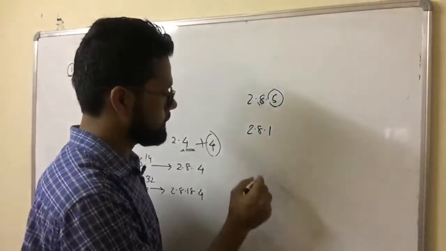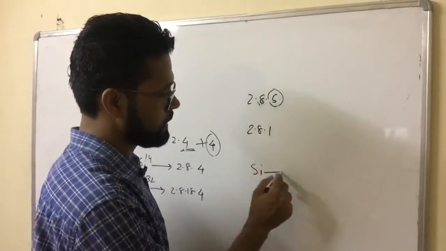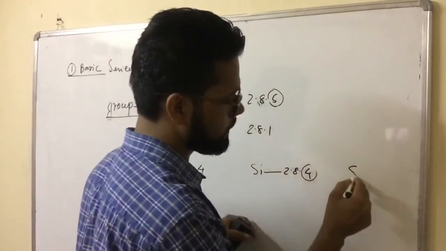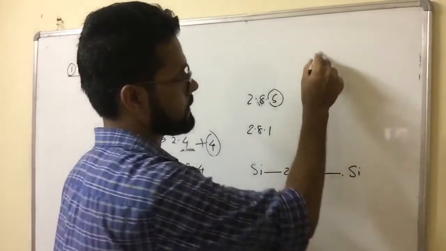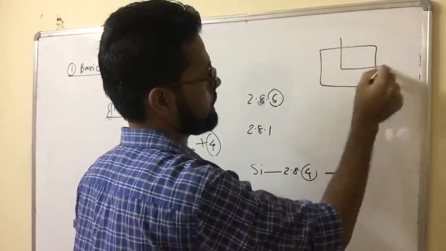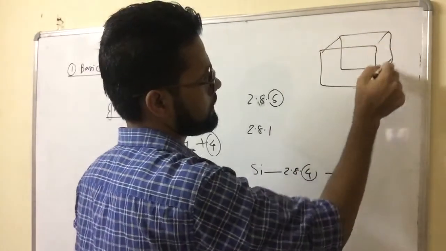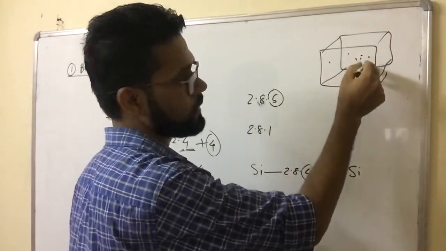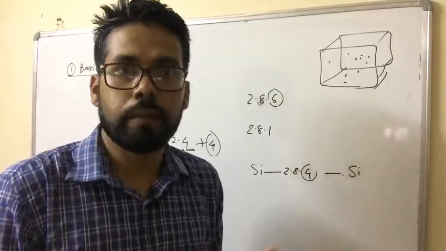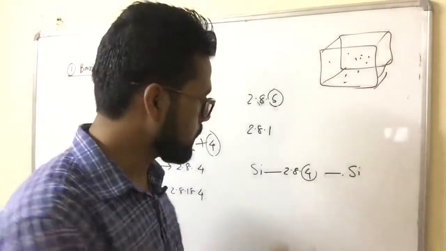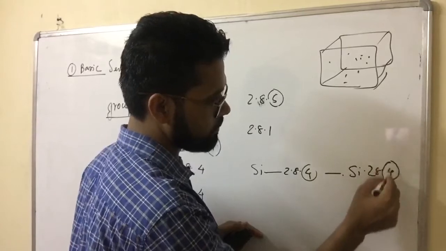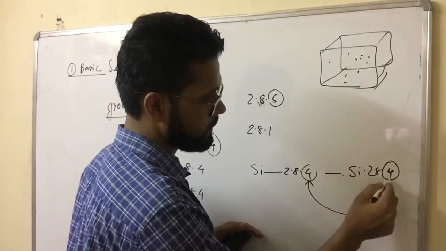Suppose another silicon atom, with a 2, 8, 4 structure, and other silicon atoms. Suppose this is a 3D crystal, meaning n numbers of silicon atoms. One silicon atom is surrounded by other silicon atoms. Then what happens? Sharing of electrons takes place between them.